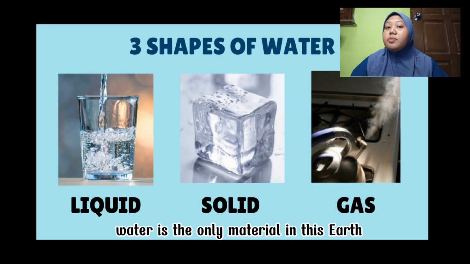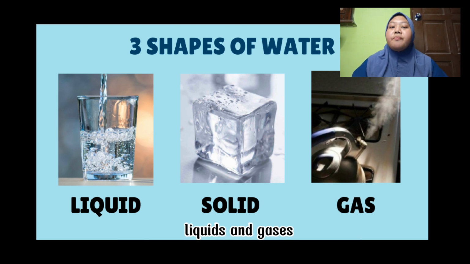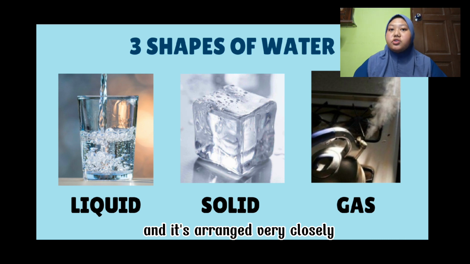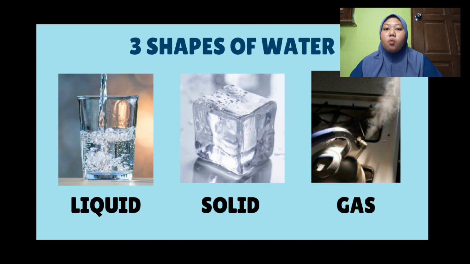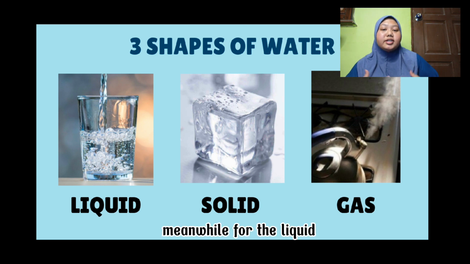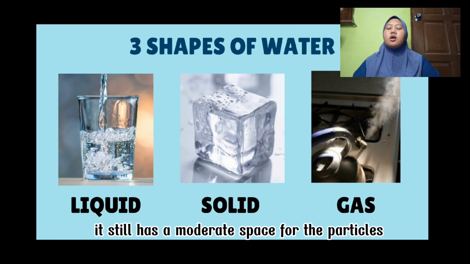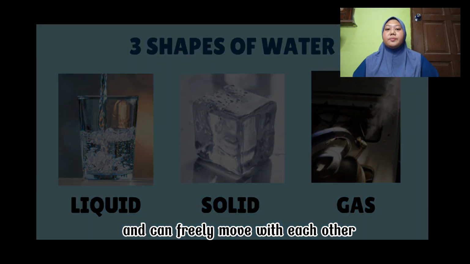So water is the only material on this earth that exists naturally in all three states, which are solid, liquid, and gas. For solid, it has small spaces between the particles, which are arranged very closely and only vibrate in a fixed position, while gas is the opposite of solid. Meanwhile, for liquid, even though it is dense, it still has a moderate space for the particles, which can move freely with each other.